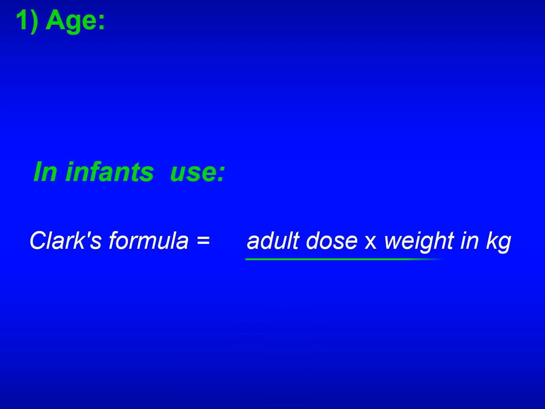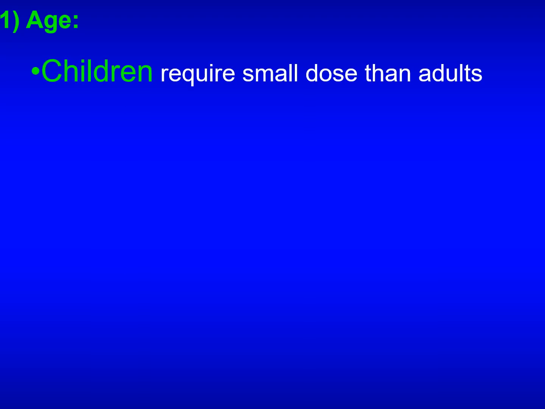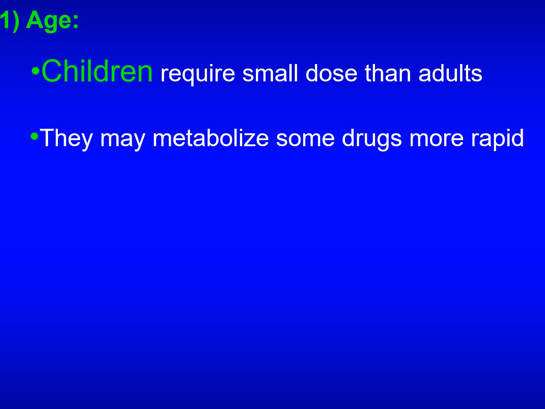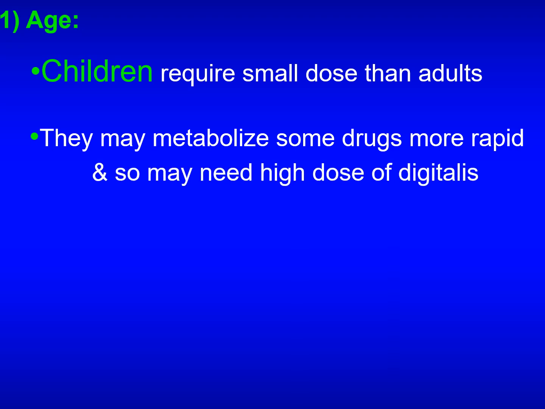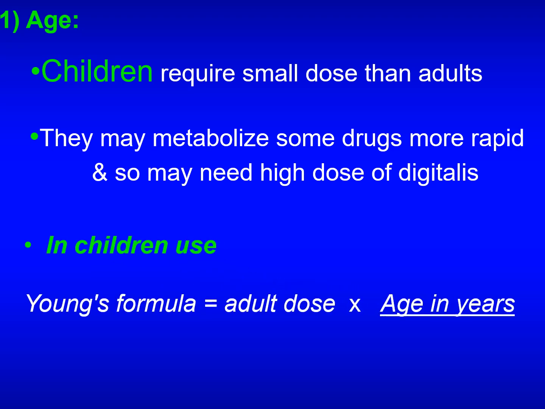In infants, dose is calculated according to body weight, Clark's formula, which is adult dose multiplied by weight in kilograms divided by 70. Children require a smaller dose than adults. However, they may metabolize some drugs more rapidly, so they may need a high dose of digitalis, which is used in treatment of heart failure. In children, use Young's formula, which is adult dose multiplied by age divided by age plus 12.